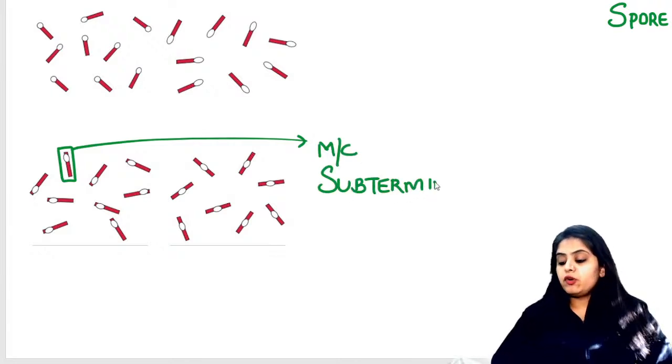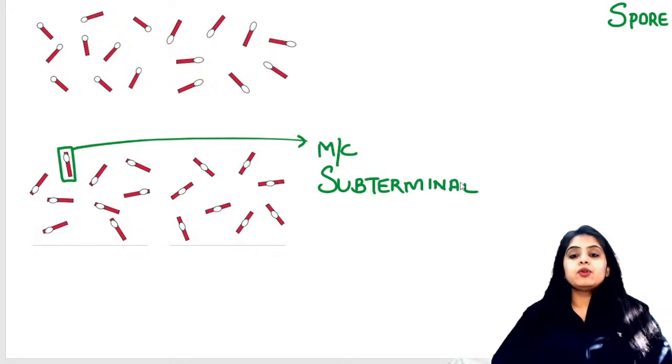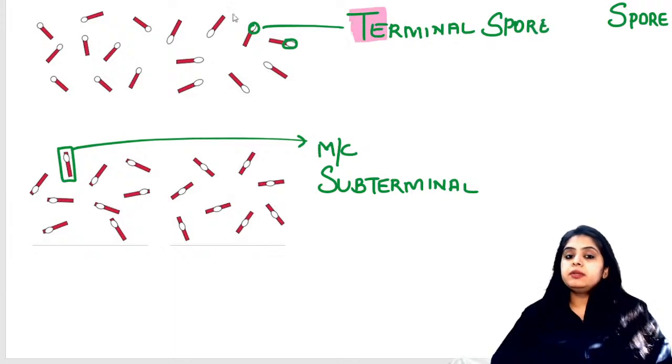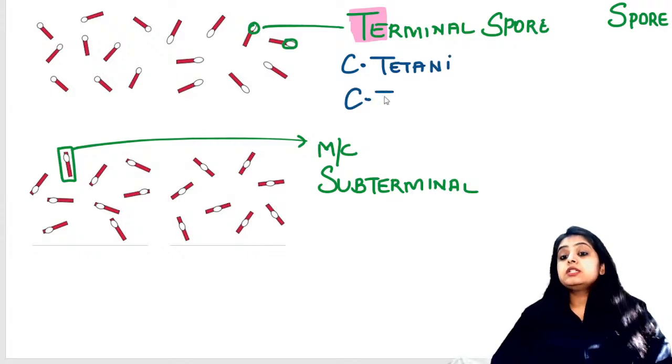So any spore formed subterminal, but I am not interested in that. They ask you, at the end, where is it? Where are the ones which are going to have terminal spores? So there's a way of learning it. Can you tell me the two organisms which have terminal spores? TE for TE, that is how we had learnt it. The ones with terminal spores are Clostridium, TE means tetani, and the other one is TE for tertium, right?